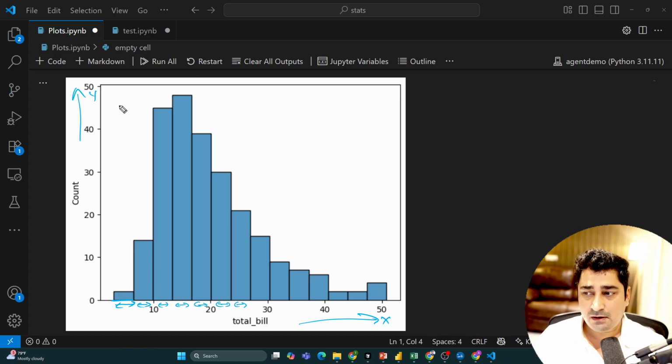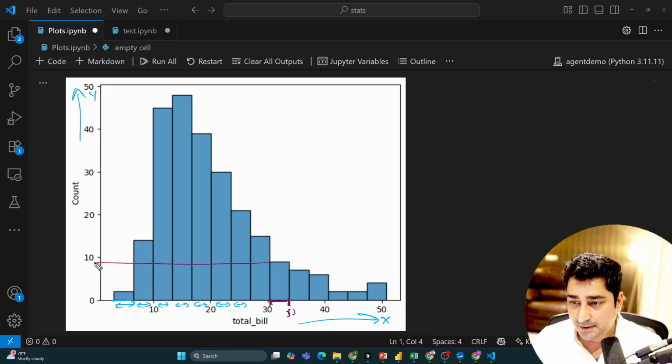If I would like to answer this question with another question, let's suppose I phrase my question in this way: how many people have paid a bill between maybe $30 to $33? Let's suppose this is the 33, I'm just imagining. So how many people have paid bills between $30 to $33? These many people. Simple, right? So your y-axis is trying to represent that count.